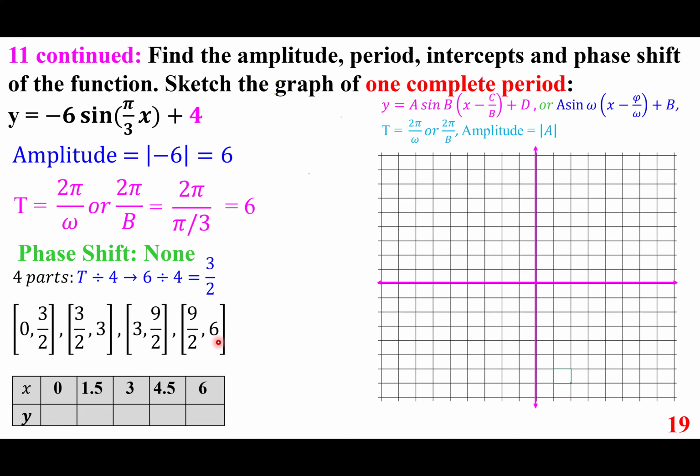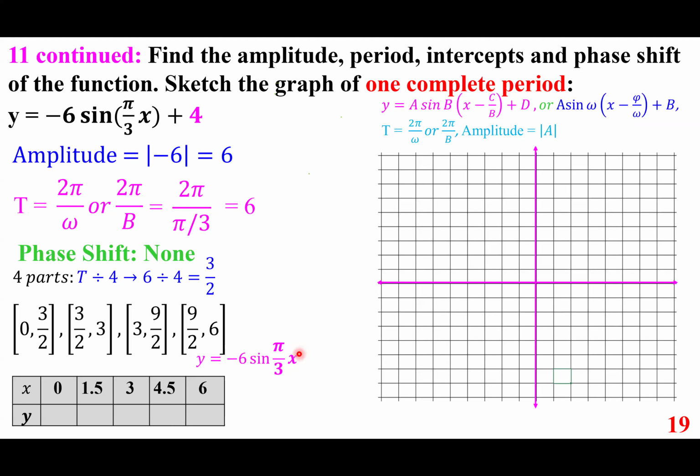So we are going to plug these into what? Into this portion: y equals -6 sine of pi over 3 x. And observe to see what we get. Starting with 0: if I put 0 here, I get sine of 0, and 0 times -6 is 0. Then 1.5. If I put 1.5 instead of x, divide by 3, I get 1/2, so it's pi over 2. Sine of pi over 2 is +1, times -6 is -6.